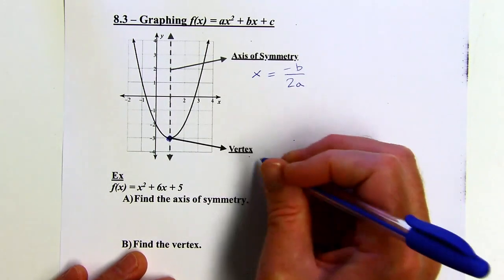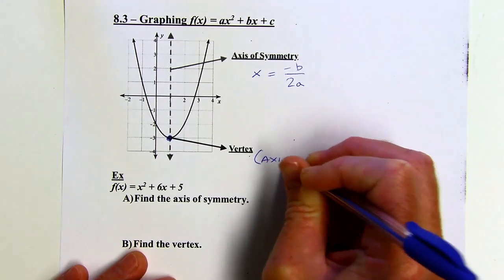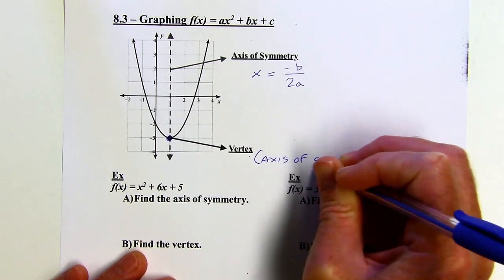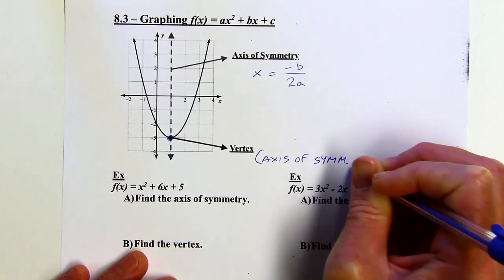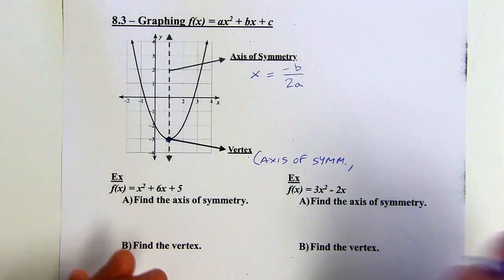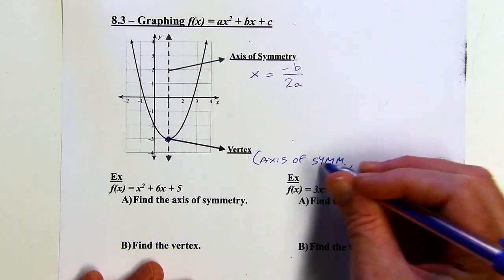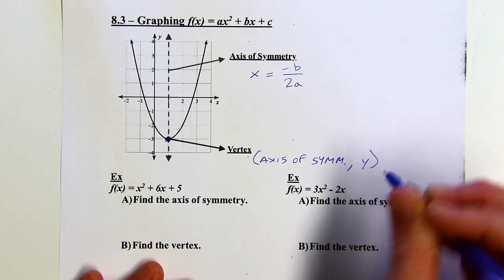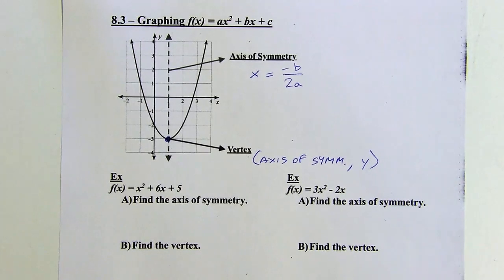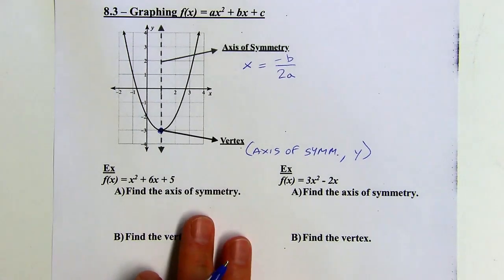So I'm going to write axis of symmetry. That's going to be your x coordinate. And then your y coordinate, you can find that using the x coordinate. So we'll get to that later on. We'll get to it right now. So let's look at this.